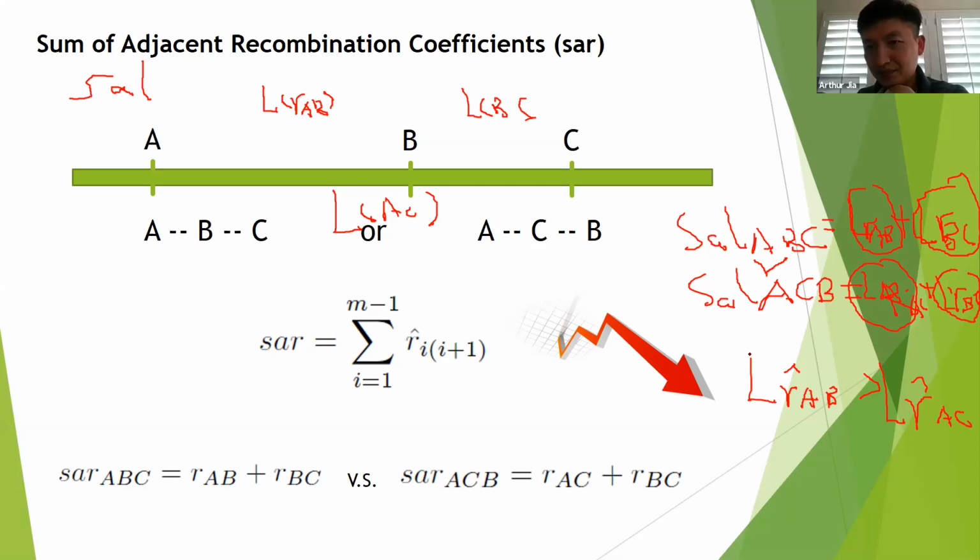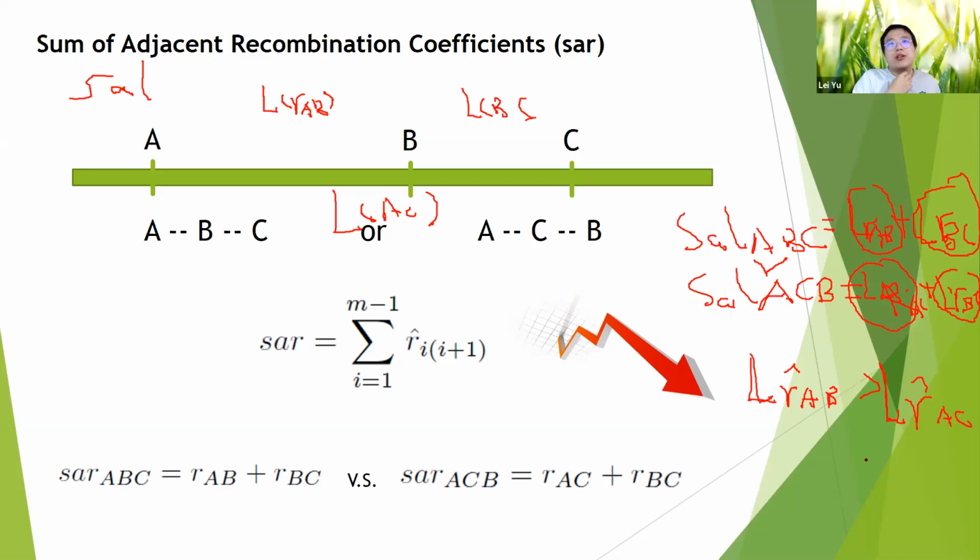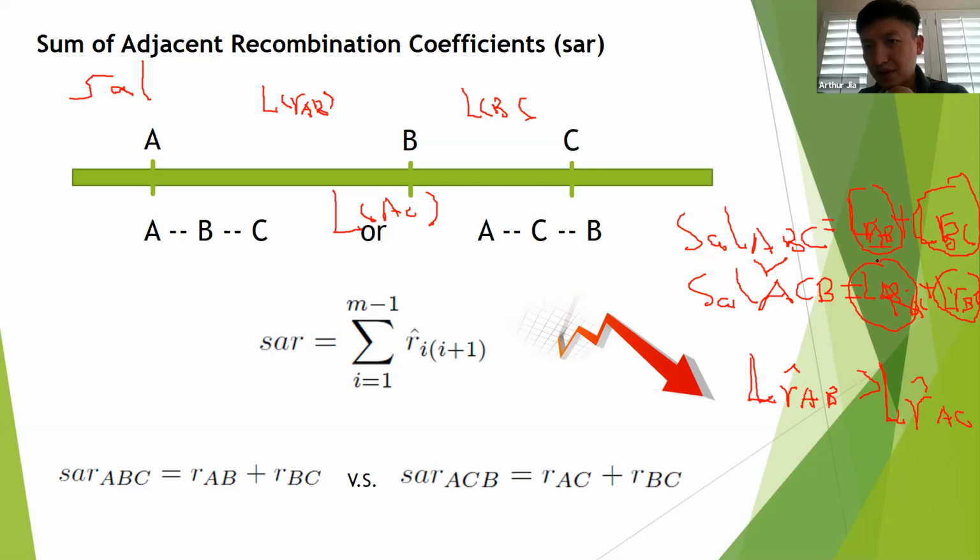But it's in. You mean this? I think it should be smaller. Like if the order is ABC, the likelihood of R-hat AB should be smaller than this, which is AC. And let me think.